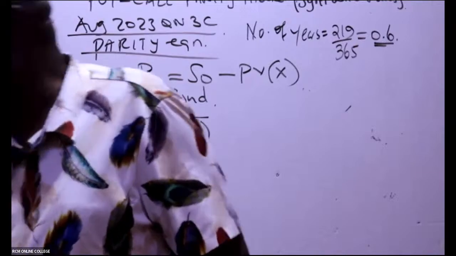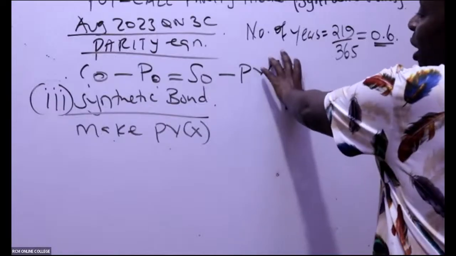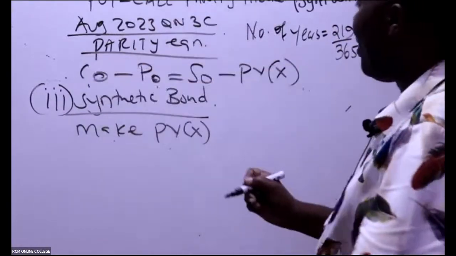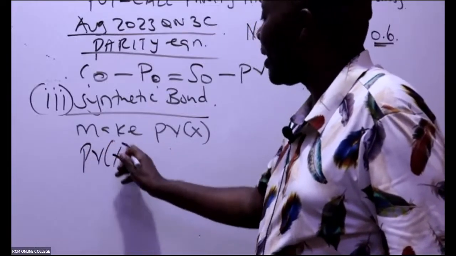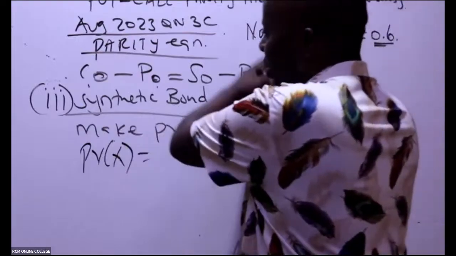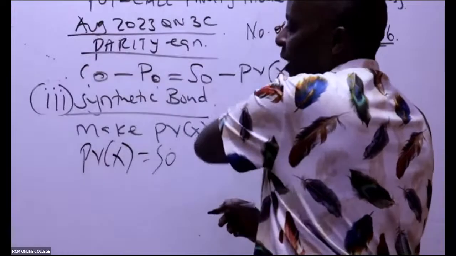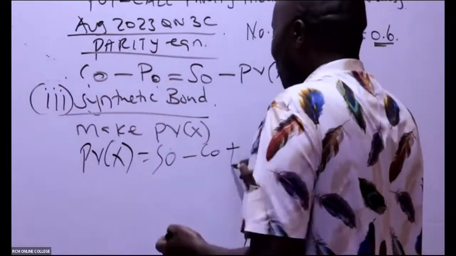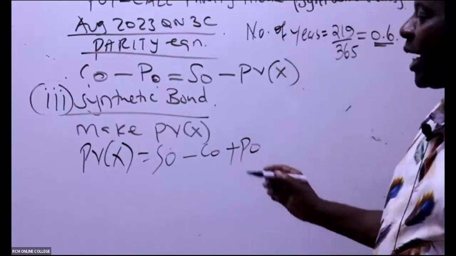Okay, so let's try in this case here, making PVX the subject. So you can take this to the other side. If I take this to the other side, it will be PVX positive, because I've pulled it to this other side. And then this remains SO. And then I pull this to the other side, here this becomes negative CO. This becomes plus what here, somebody? Plus PO, like that.